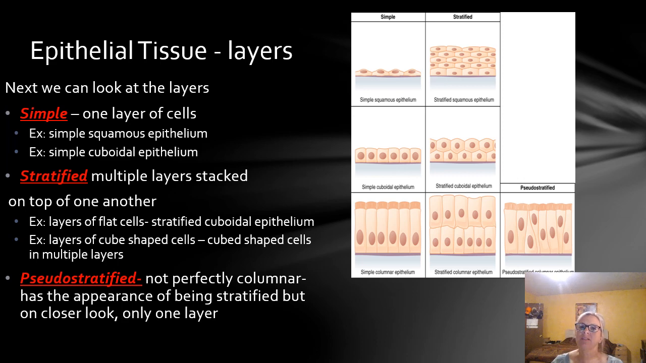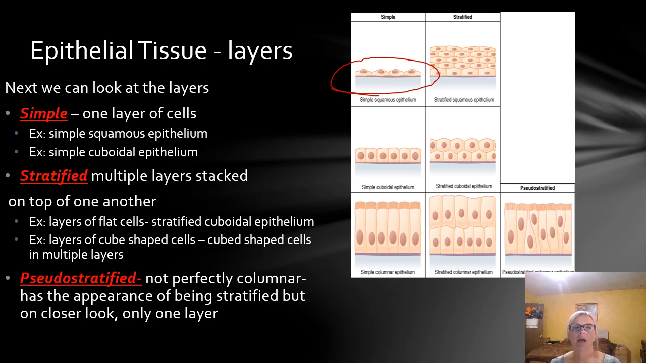So next we want to classify the layers, and you can kind of see this a little bit in the last slide. So part of the name actually comes from the type of layers. How many layers do we have? If we're looking at this first picture here, we can see there is one layer of cells, and it looks like little eggs there, doesn't it? It's one layer of cells, and so we call that simple, all right? Simple is one layer of cells.